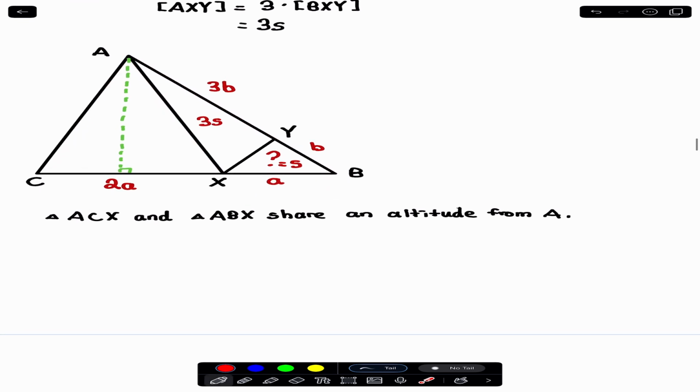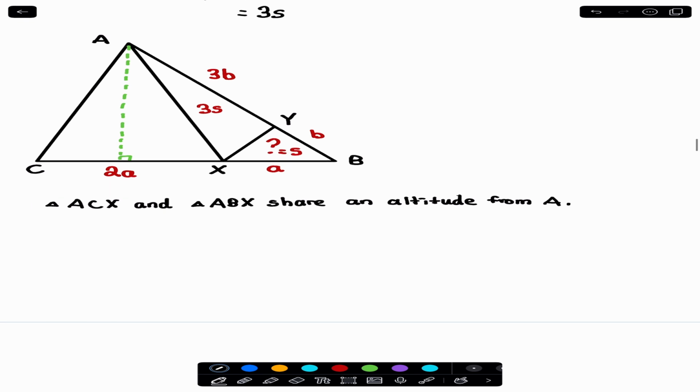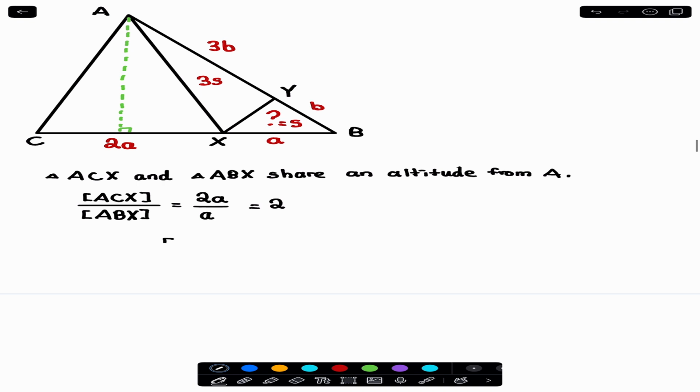Anyways, this means that they are related like this. The ratio between the two, if we pretend the A isn't even there, because remember it's coming from A, we're left with CX to BX. CX is 2A, BX is A. So it's 2. This means the area of triangle ACX is twice as large as the area of triangle ABX.